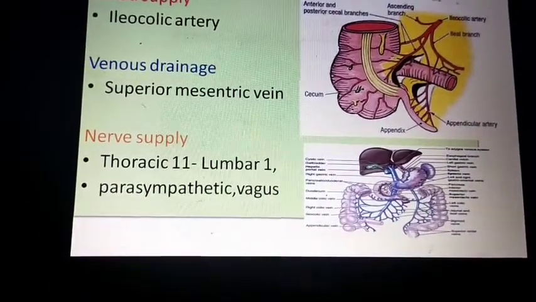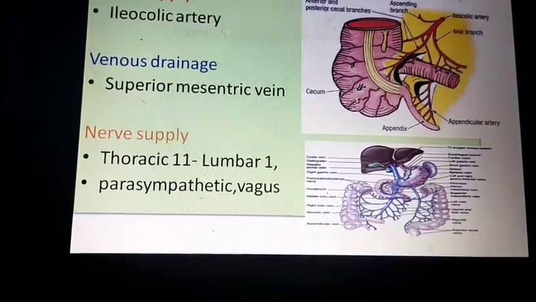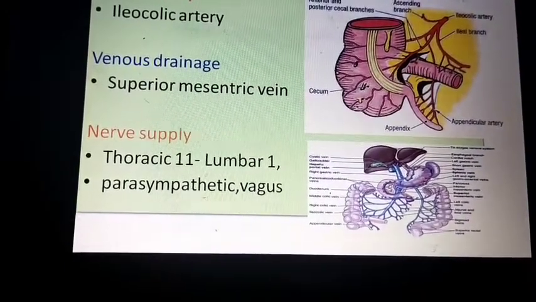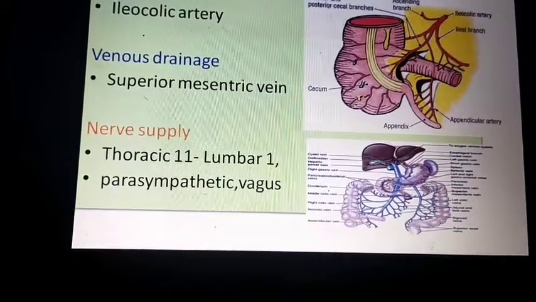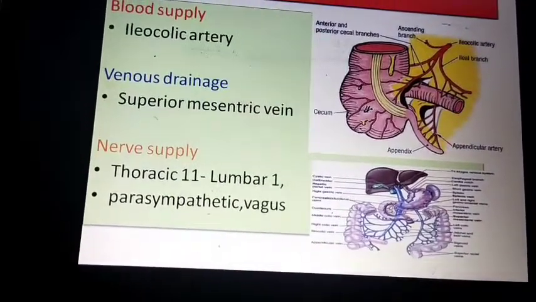Then nerve supply: thoracic 11 and lumbar 1 segments, sympathetic and parasympathetic. Parasympathetic supply is by the vagus nerve.